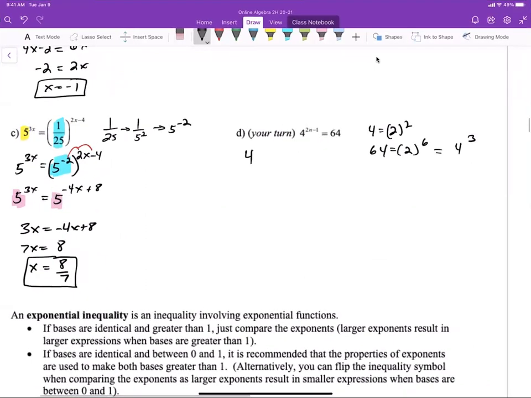So I have 4 to the 2n minus 1. And I know that 64 is 4 cubed. So in parentheses, that is 64. And now the bases are the same. So I can set 2n minus 1 equal to 3. So I have to set the exponents equal to one another, and I can solve for n. So I have 2n is equal to 4, and n is equal to 4 divided by 2, which becomes 2.